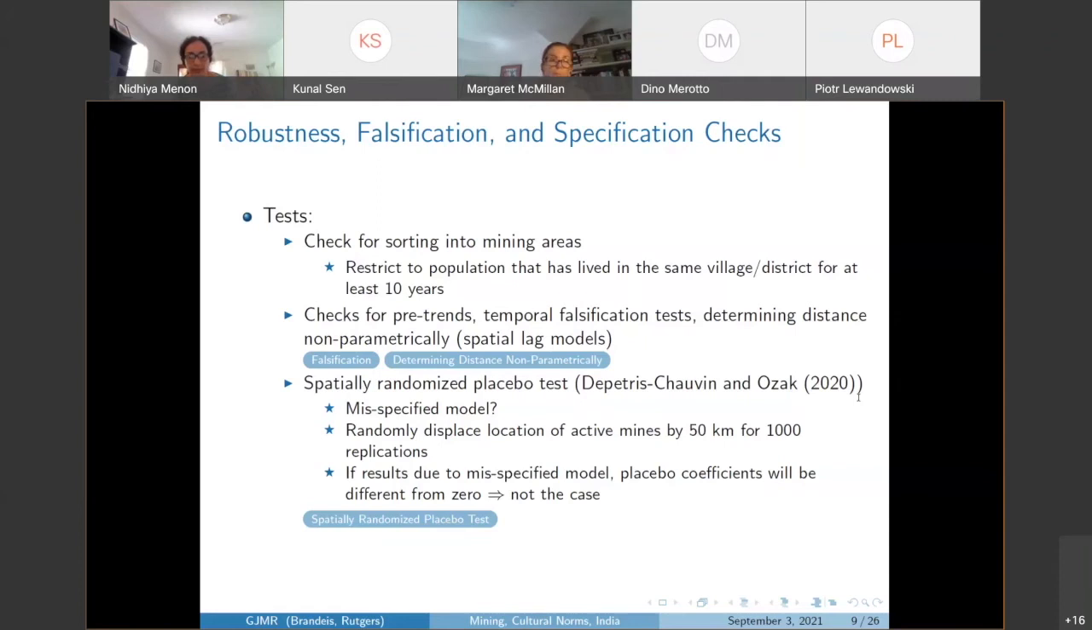Let me talk in a little detail about our randomized placebo test. If our model is wrong, and you apply it to any constructed simulated data, it's going to reveal significant results. So to test that that is not the case in our example, we randomly displace the location of mines by 50 kilometers for 1,000 replications, and then we test whether our results are significant. In the paper, you can see that the placebo coefficients are consistently at 0, which is what they should be, because this is just simulated data, not true data.